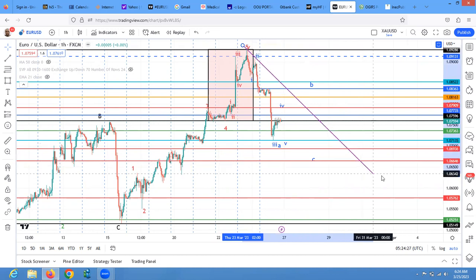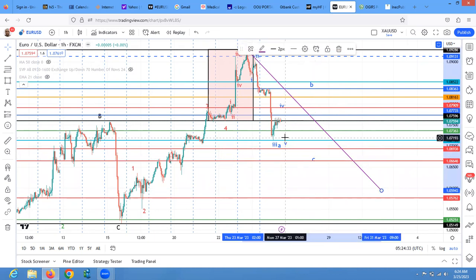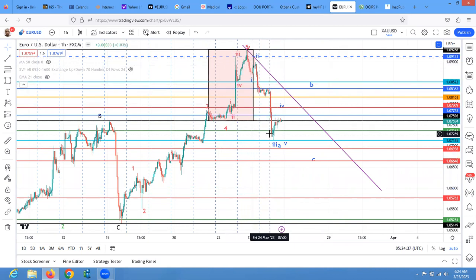We need to see this taken out now to signal the end of A. So for this to have moved down this way, it can only be a zigzag movement to correct these 2 before price turns up. So wait for B to finish, and once price is coming down again, that is how we have to look for your entry to buy.